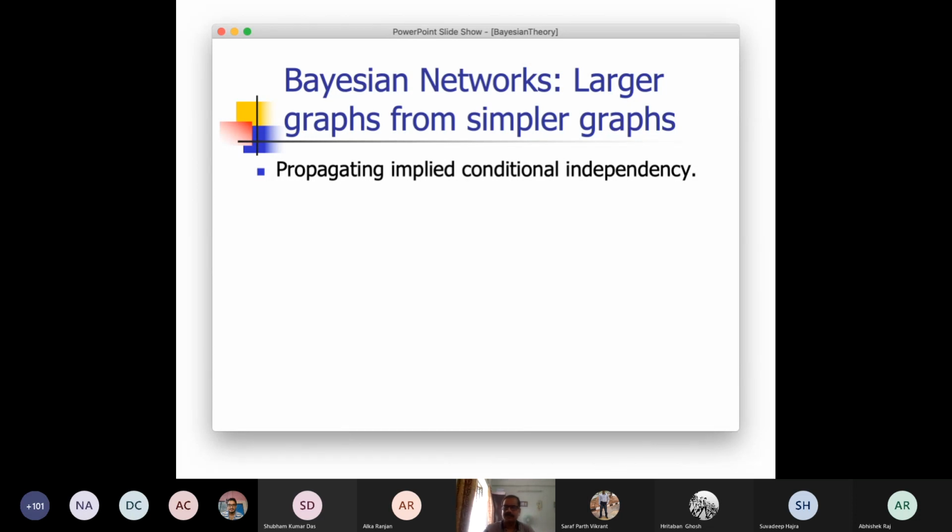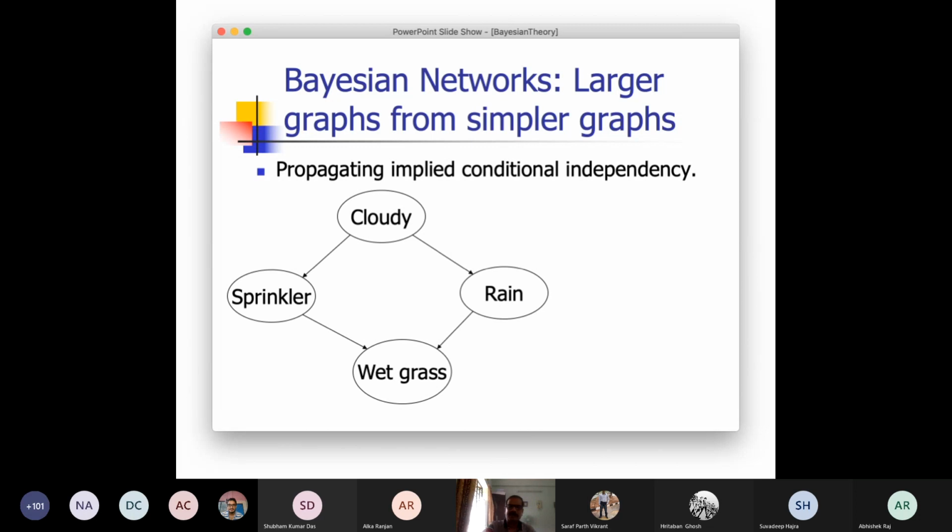If you consider a large network, you can build a large network by using simpler graphs. So this is one. It's not very large, but a bit more, I should say, complex network. With this structure, we have four random variables, and here you can see already mentioned how many parameters are required at each node.